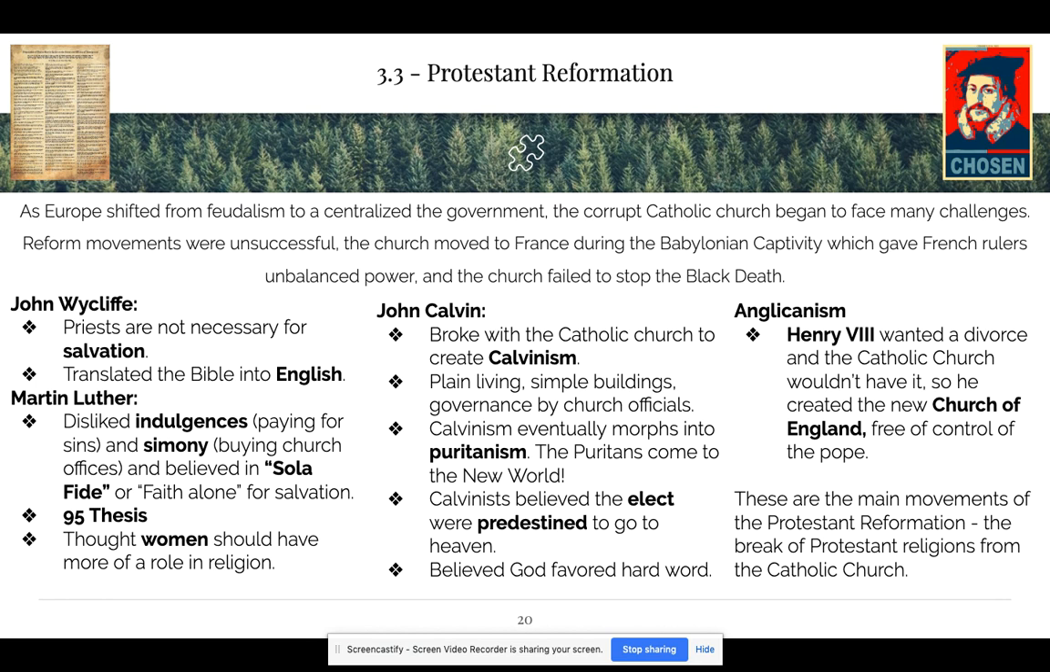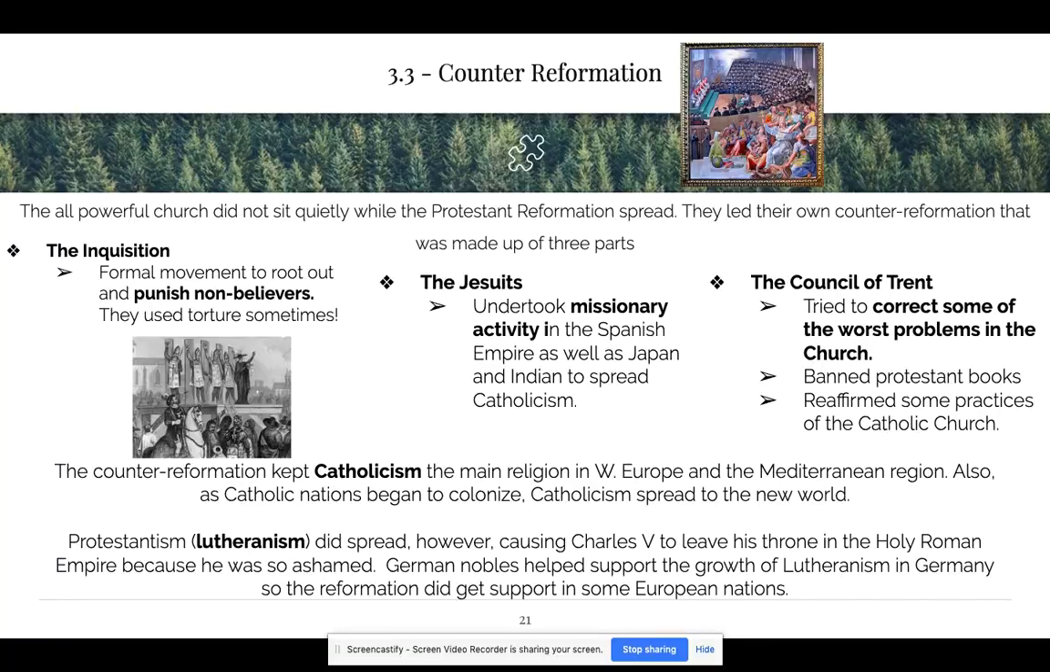So again, these are the main movements of the Protestant Reformation, which is the break of Protestant religions from the Catholic Church. The Catholic Church does not take this sitting down. They lead what is called the Counter-Reformation. They really did not want this Protestant movement to spread. So the first thing they do, there's three things.